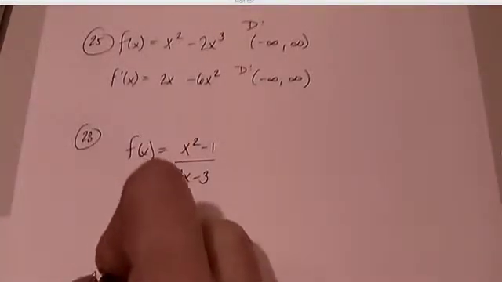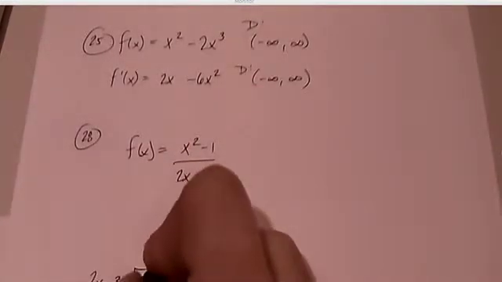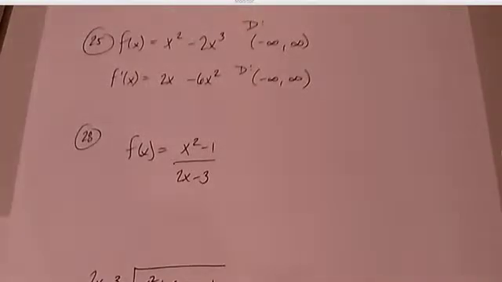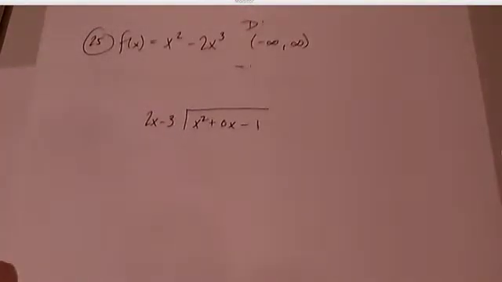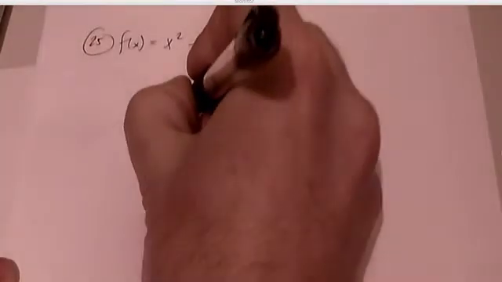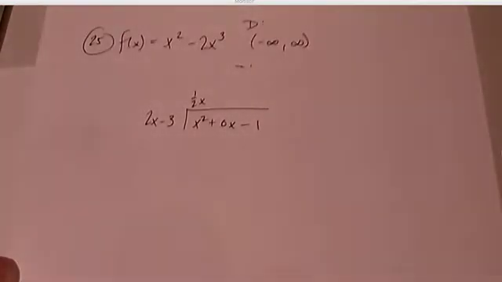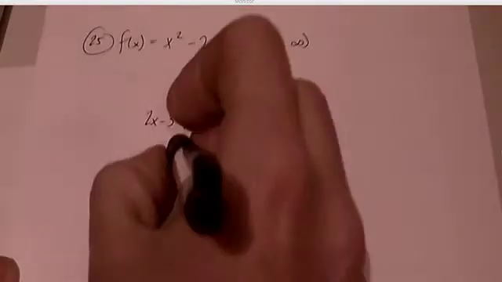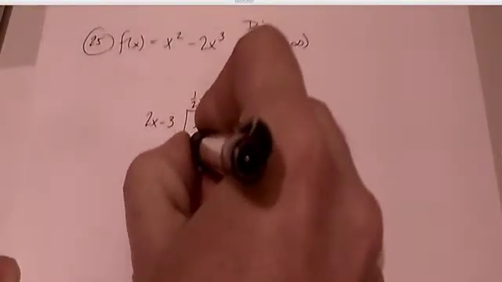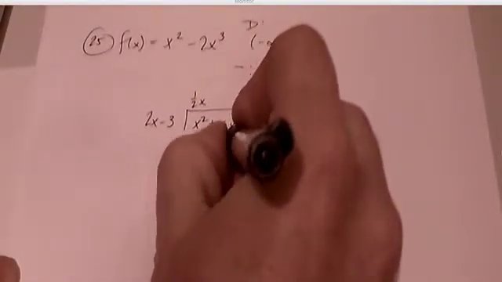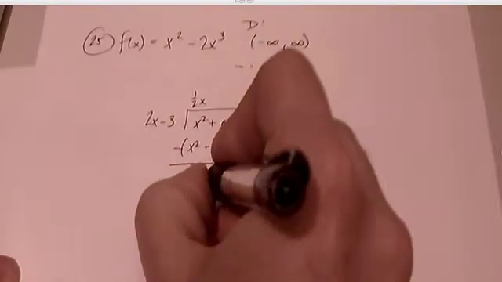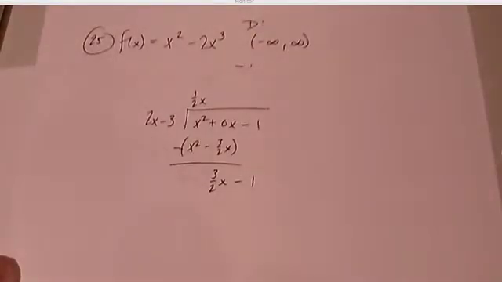Let's see, 2x minus 3 into x squared plus 0x minus 1. How many times does 2x go into x squared? Well, it goes in 1/2 x times. I don't like the fraction, but whatever. And this winds up being x squared minus 3/2 x. And of course, you're subtracting this, so you get positive 3/2 x minus 1.